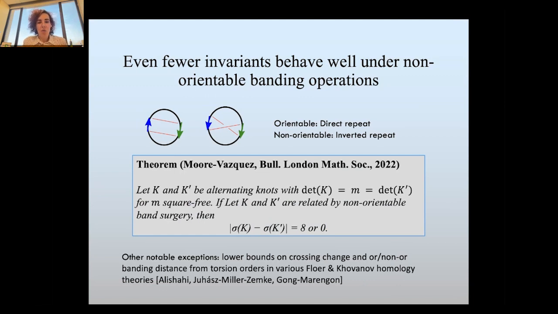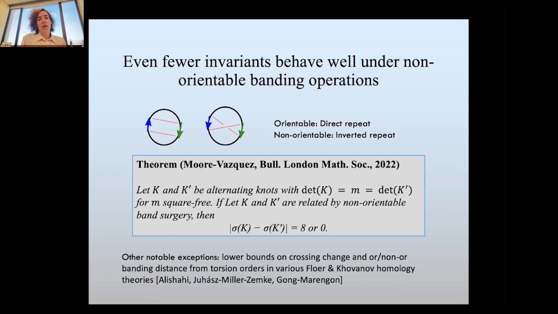One thing that, with my collaborator Mario Vasquez, we were able to prove a few years ago is that if you have a pair of alternating knots and you put some constraints on them, so you can ask for them to be alternating or perhaps quasi-alternating, and if you ask that they share the same square-free determinant, then you can bound the difference in their signatures when they're related by non-orientable band surgery. Their difference in signature is 8 or 0. So it's not as broad of a statement, but it is something that you can at least show. There are some constraints that you can put on it.